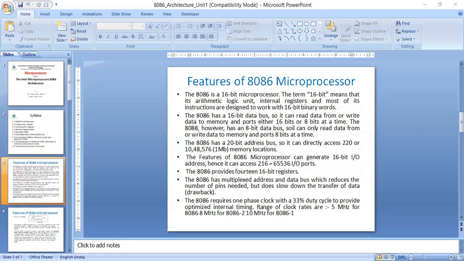So in the maximum mode, control signals are generated with the help of an external bus controller, the 8288. So this is external, and in this mode more than one processor is available in the network. So this is regarding the features of the 8086.